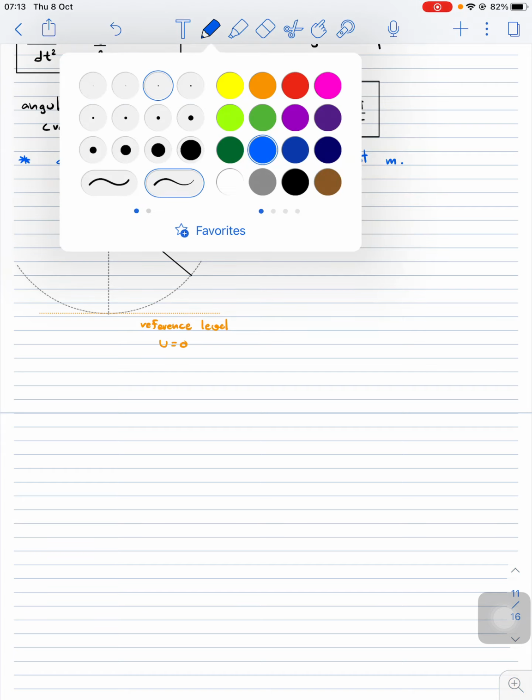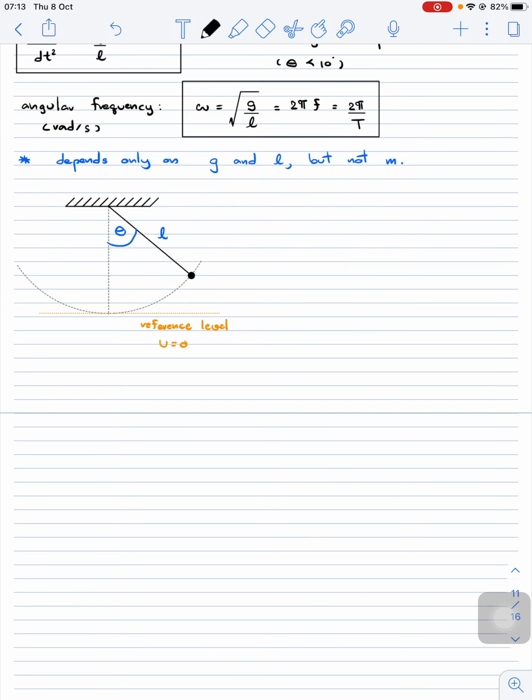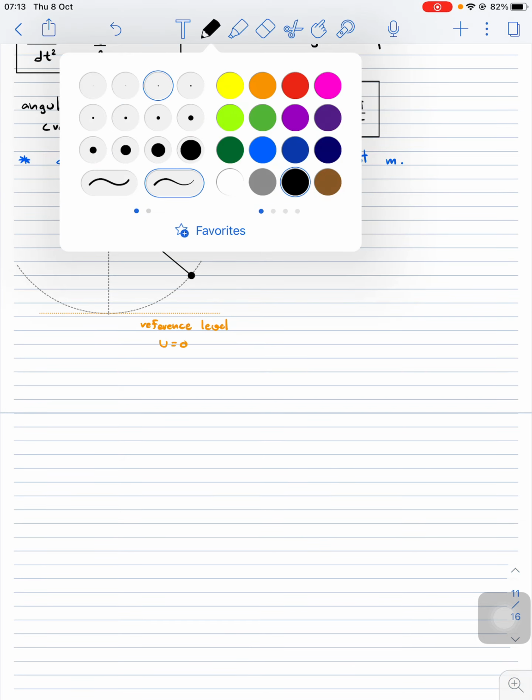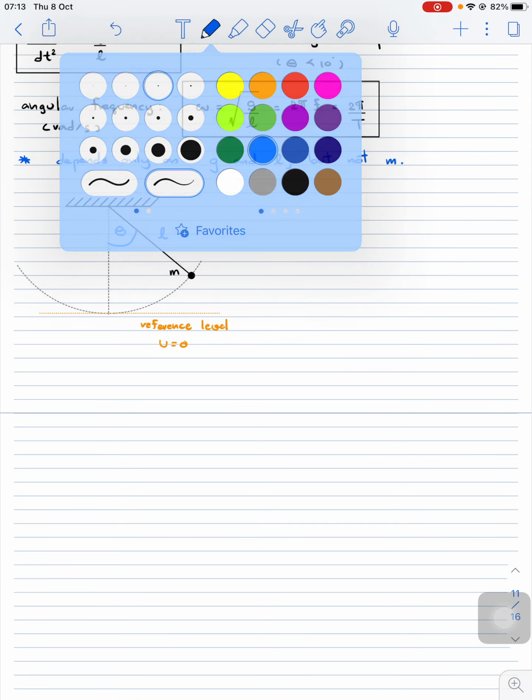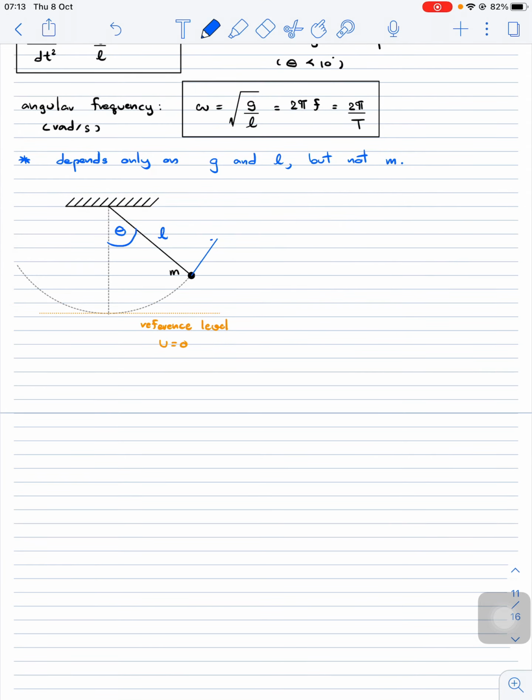So if the bob is at this position, with mass m, which energy do we have here? We must have kinetic energy because the bob is moving, and we also have the gravitational potential energy, because the bob is above the reference level in this case. Now let's assume the bob is moving in this direction with velocity v.